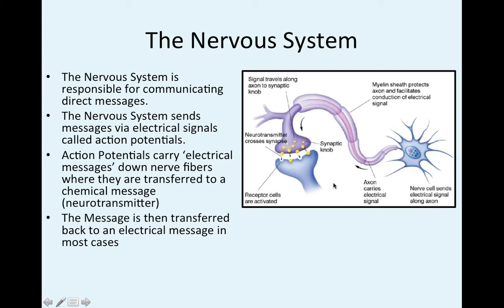Okay? So the types of messages that our nervous system sends, and again, those are kind of immediate messages, can be electrical, and then they go into chemical, and then they most of the time go back into electrical. Okay? So the nervous system is responsible for communicating direct messages. The nervous system sends a message via electrical signals called action potentials. So an action potential is going to travel along here. Action potentials carry electrical messages down the nerve fibers where they are transferred to a chemical message, which would be a neurotransmitter. The message is then transferred back to an electrical message in most cases on the next neuron.